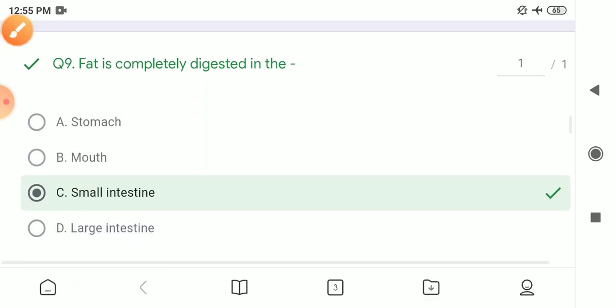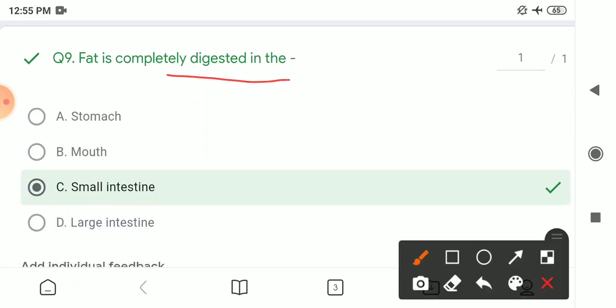Next is 9th number. Fat is completely digested in the blank. The options are stomach, mouth, small intestine or large intestine. So here your answer is option C, that is small intestine. The fat is completely digested in the small intestine.